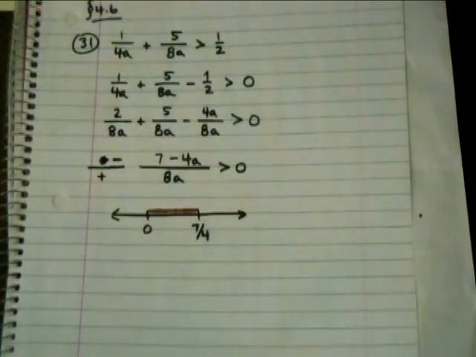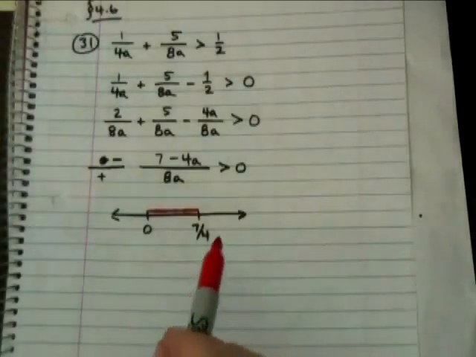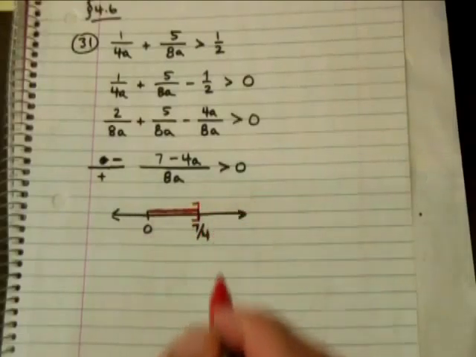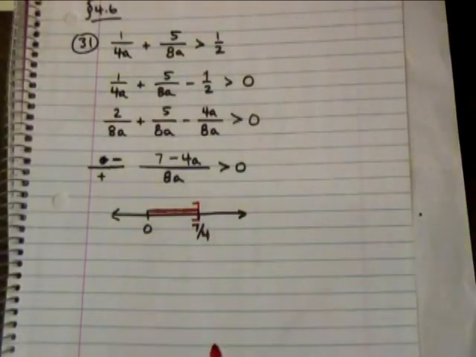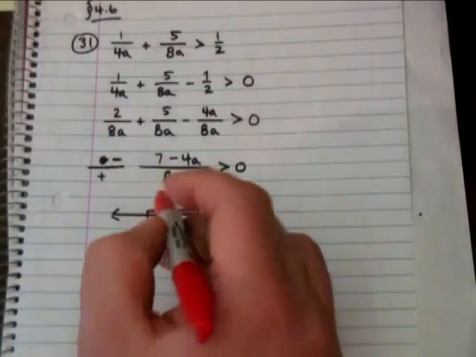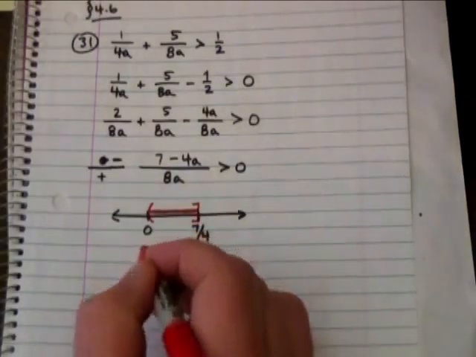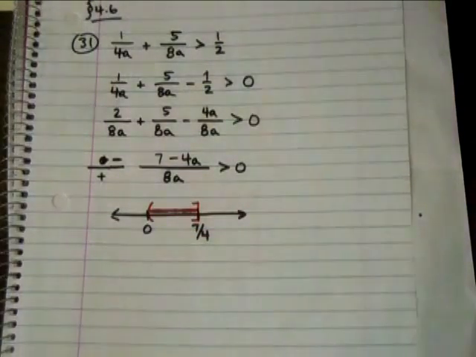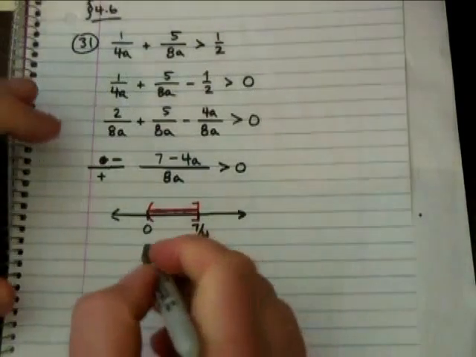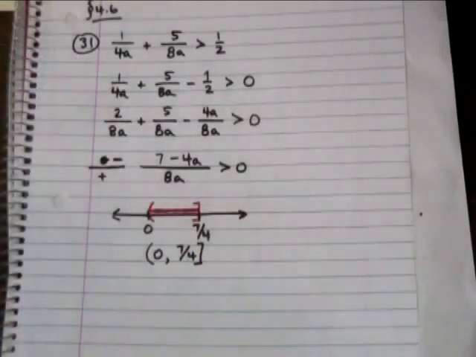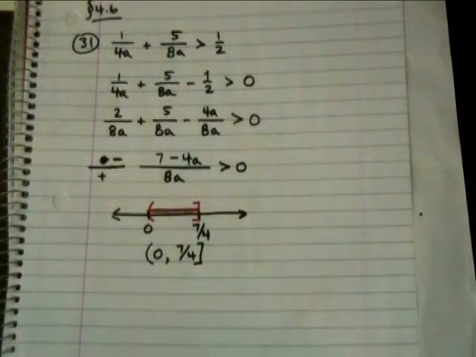Now all that remains is to indicate which endpoints we get to include in our solution. Well, since 7/4 makes the numerator 0, and not the denominator, we can include that as part of our solution. So we use a square bracket or a solid dot. But since 0 makes the denominator 0, we cannot include that as part of our solution. And then if you're writing out your solution in interval notation, you would simply write it as the interval from 0 to 7/4, where 0 is not included, but 7/4 is included.